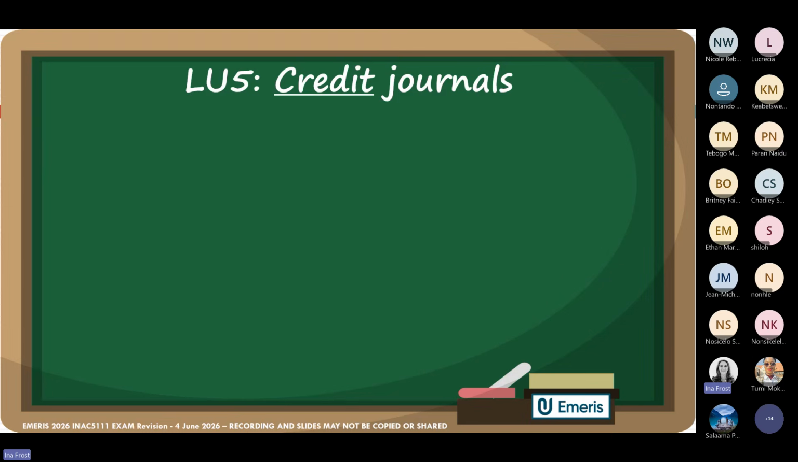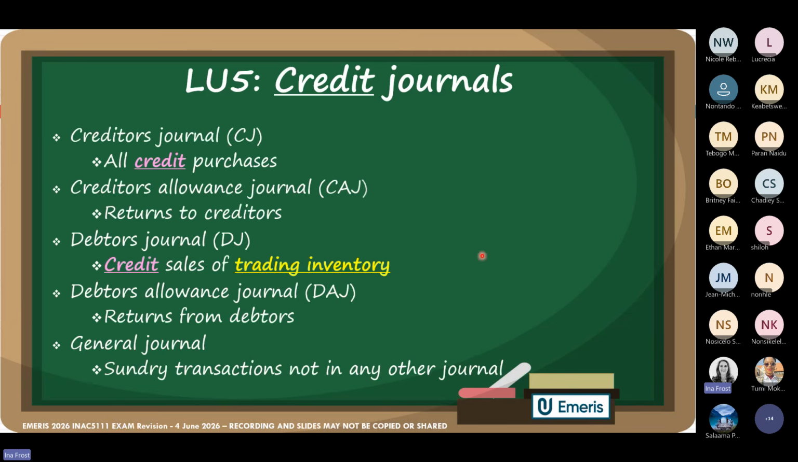Right, so which ones now are our credit journals? So the first one is your creditor's journal, and that's where we're going to record all credit purchases. Then our creditors allowances journal, that's where we return items to the original supplier. Our debtors journal is for the credit sale, but only the credit sale of trading inventory. The debtors allowances journal, that's where your debtor returns inventory back to you. And then lastly, we have the general journal for our sundry transactions.